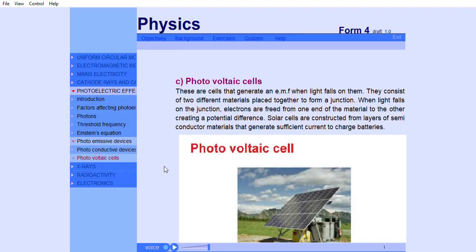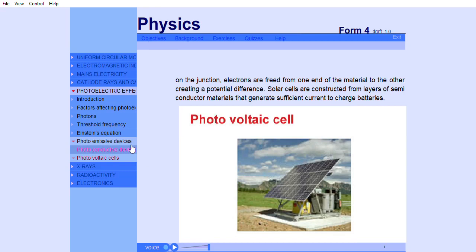Photovoltaic cells. These are cells that generate an EMF when light falls on them. They consist of two different materials placed together to form a junction. When light falls on the junction, electrons are freed from one end of the material to the other, creating a potential difference. Solar cells are constructed from layers of semiconductor materials that generate sufficient current to charge batteries. Examples of other devices operating with photovoltaic cells include traffic lights, watches, calculators, cameras, light sensors, among others.